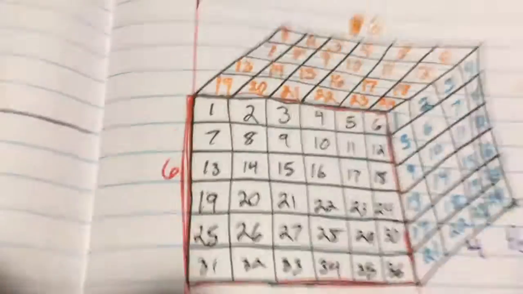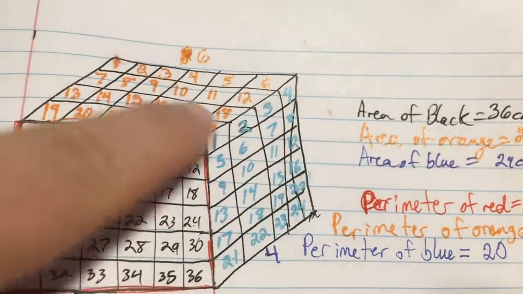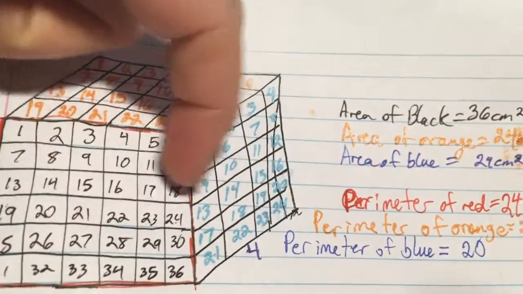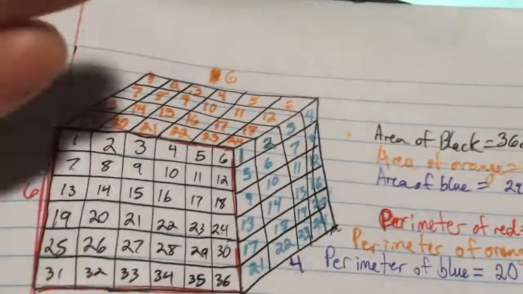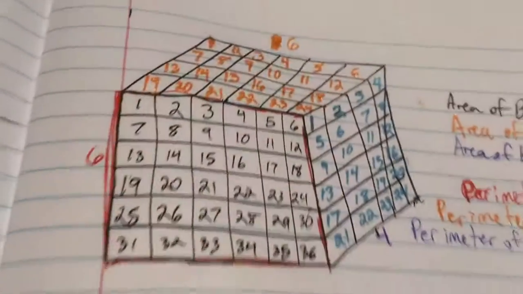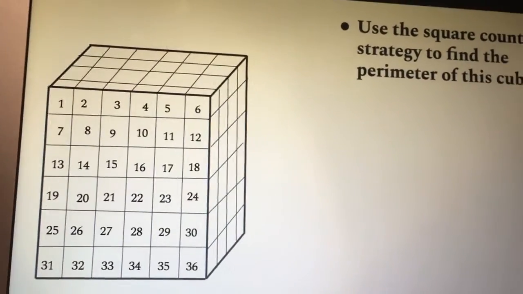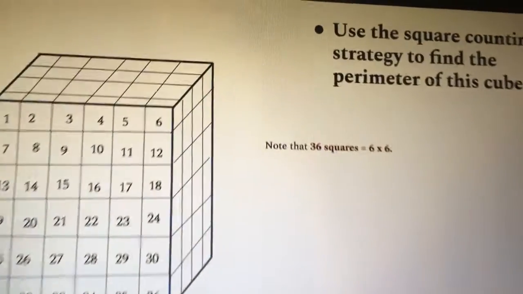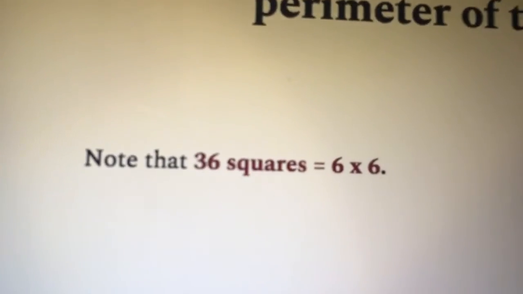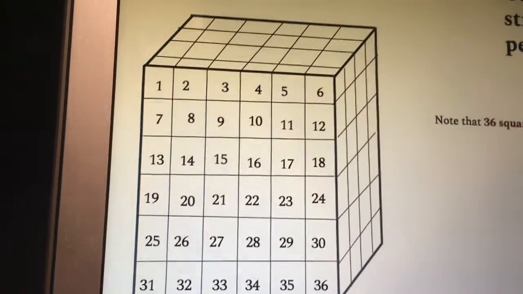That is because this cube is not a perfect cube. It is only 4 squares deep, yet it is 6 wide and 6 high. So that is why when you're looking at the face, you're going to get exactly 36, 6 by 6. So note that 36 squares is the same as 6 times 6.